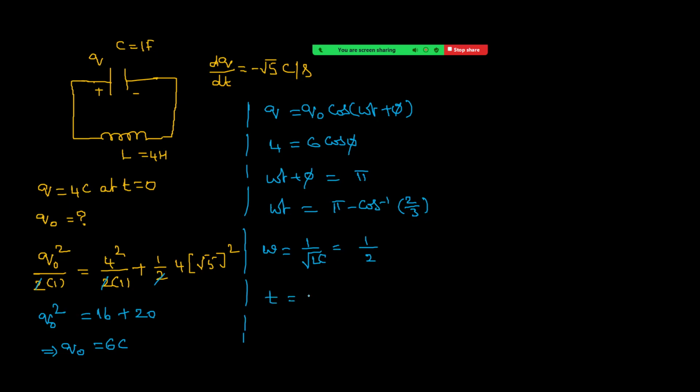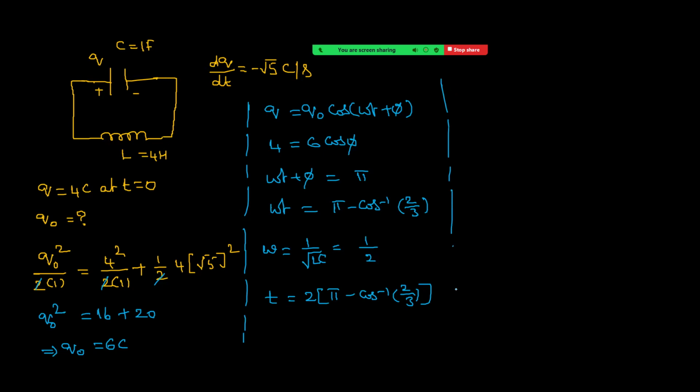So t equal to 2 into pi minus cos inverse 2 by 3. Check it once. At this time, charge becomes maximum, because this total value is equal to pi. Okay. Now see the next question in that.